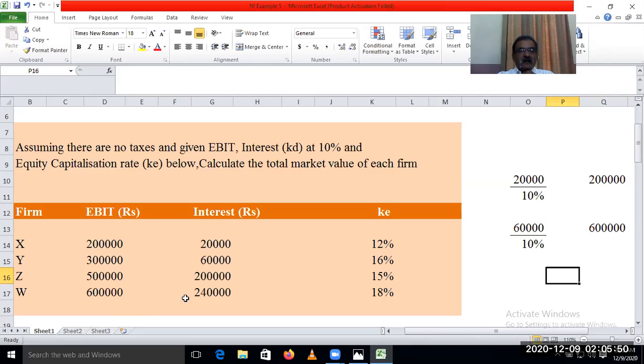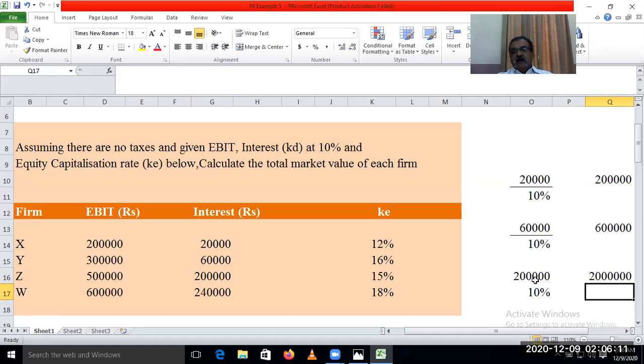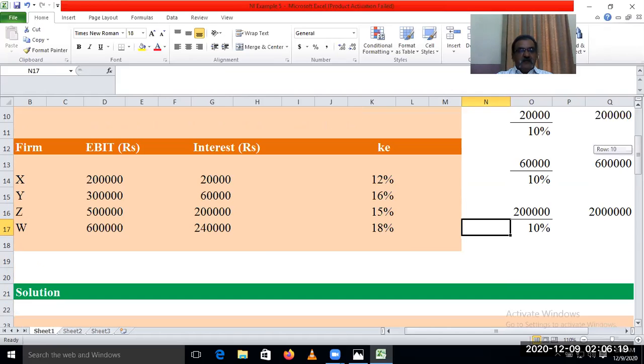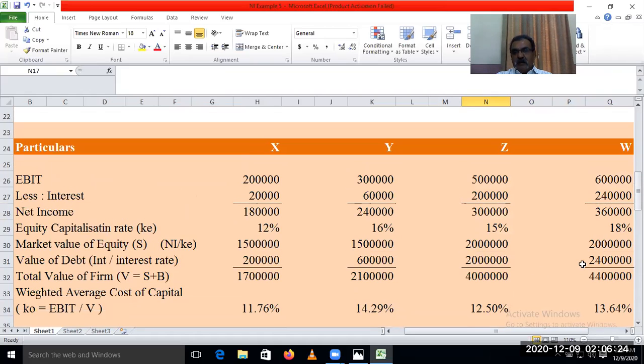Like that, Z. The amount of interest is 2 lakhs. Interest rate is 10%. So 2 lakhs divided by 10%, that comes to 20 lakhs. On the same line, if you calculate for W, 2 lakhs 40,000 divided by 10%, you will get 24 lakhs. So you can check here the value of debt is calculated.